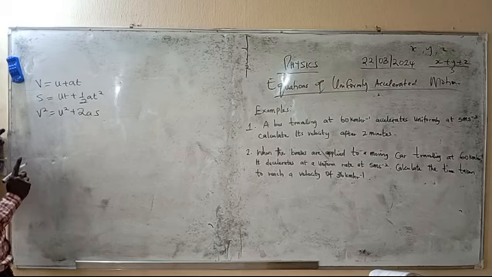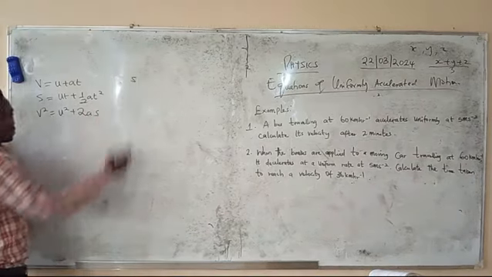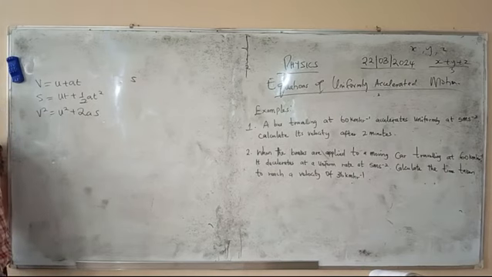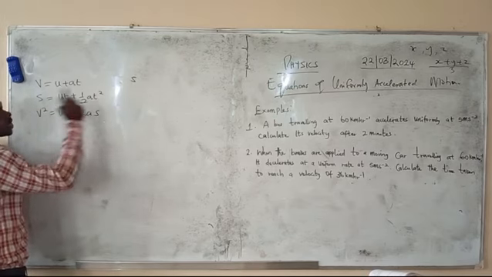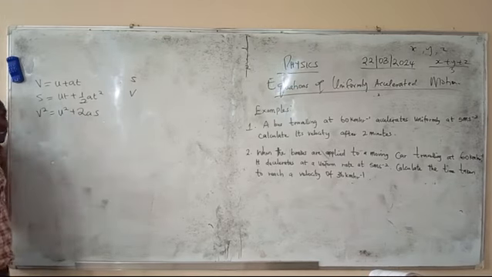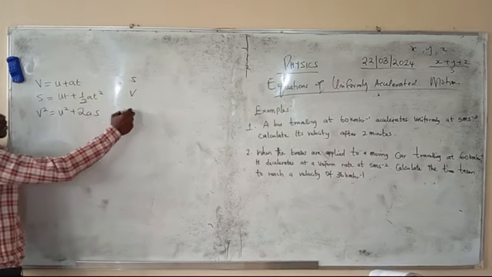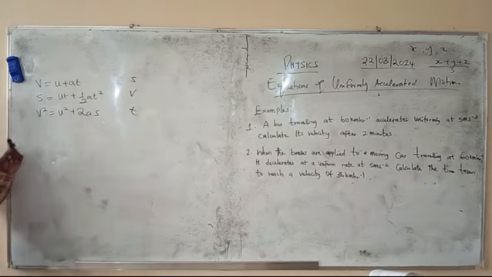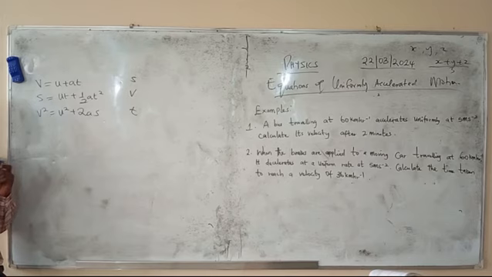Look at these equations. The first equation has no distance. True or false? Good. The second equation has no final velocity. True or false? The third equation has no time. True or false? Good. Each of them has something they don't have.